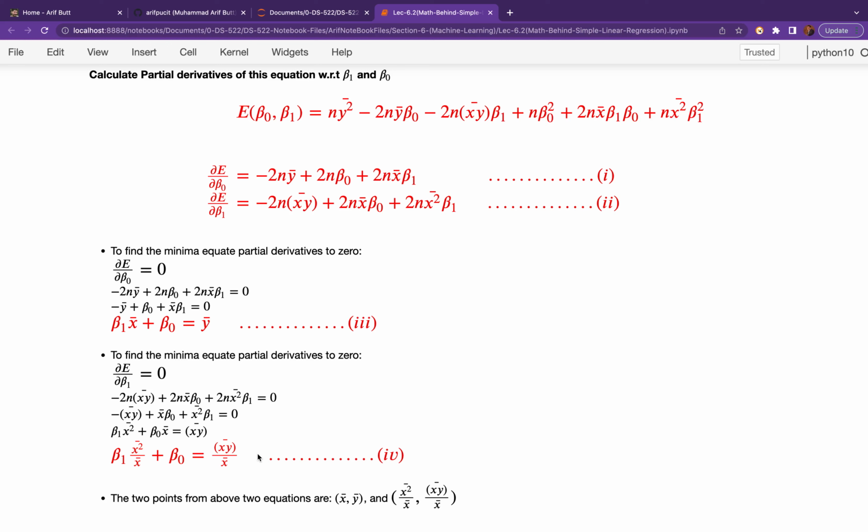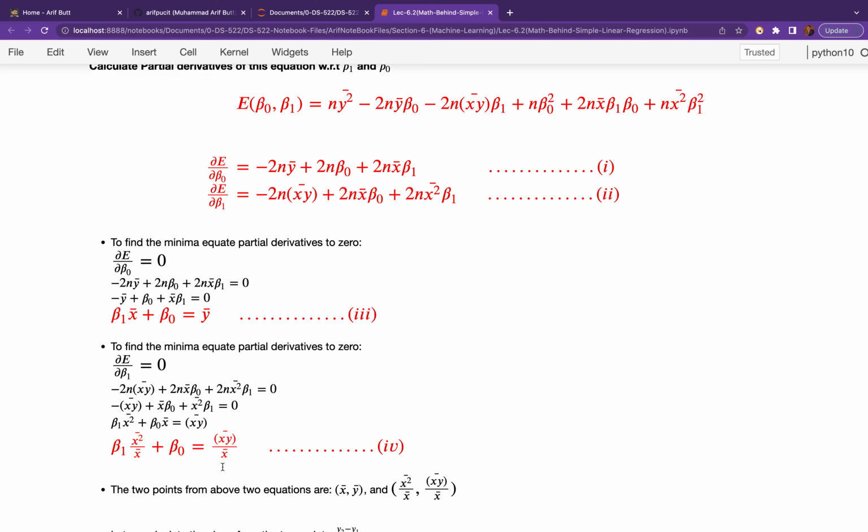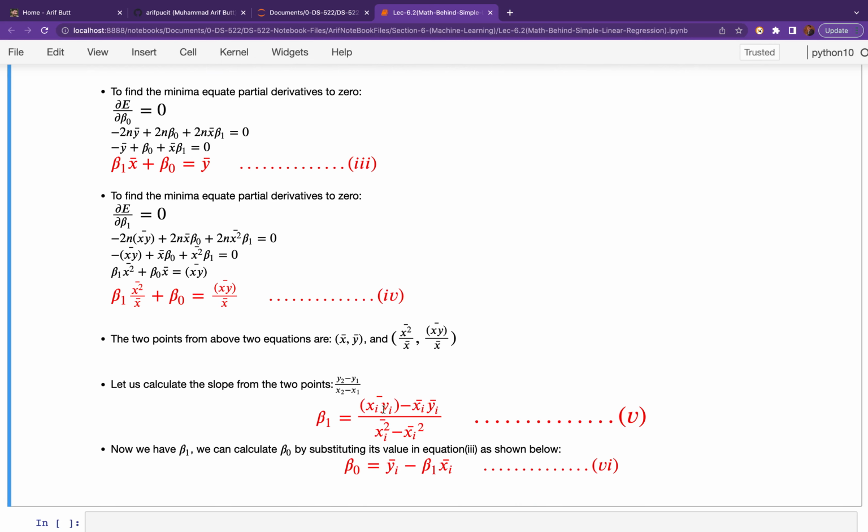Well, my dear students, if you see this equation 3, the xy coordinates of a point on this equation are x bar, y bar, while in case of equation 4, the xy coordinates of a point are x bar, x square bar divided by x bar, and xy whole bar divided by x bar. So these are the 2 points. And now we have the 2 points, so we can easily calculate the slope using the formula of y2 minus y1 over x2 minus x1. And finally, here is the slope, and that is beta 1.